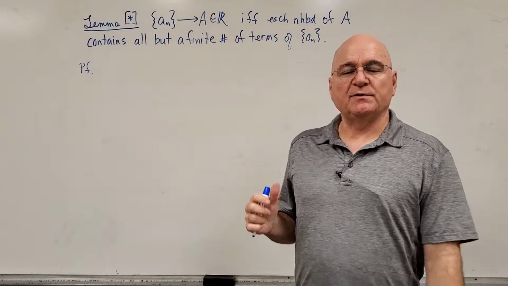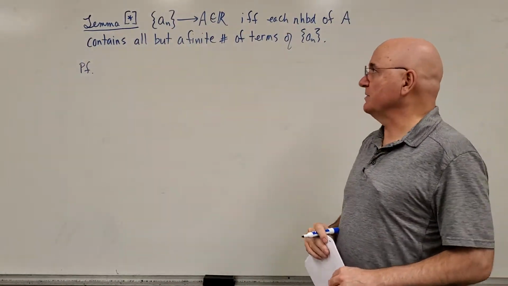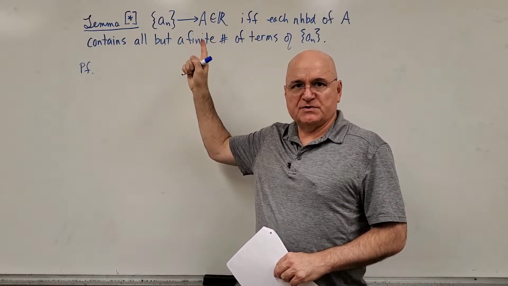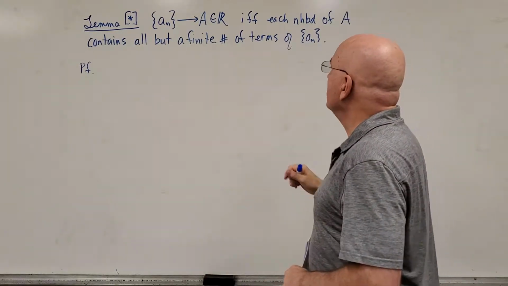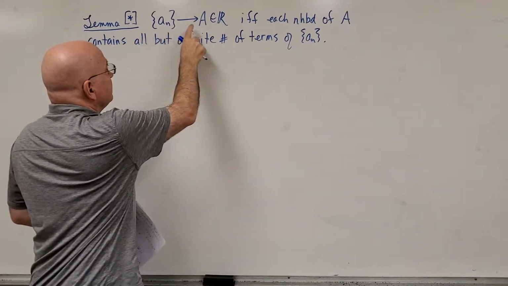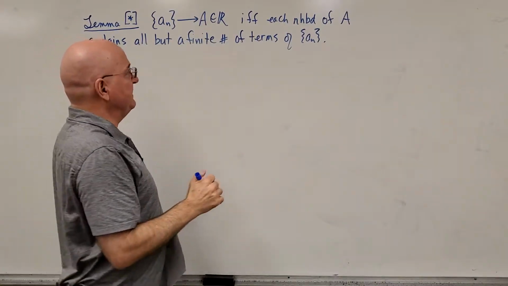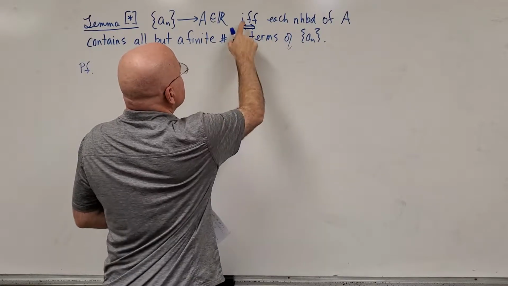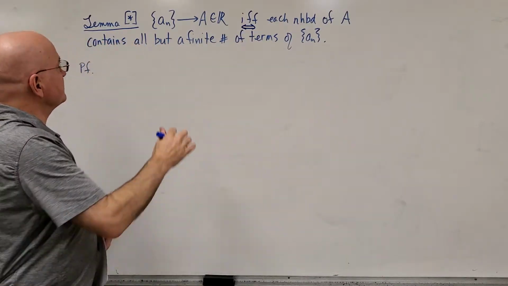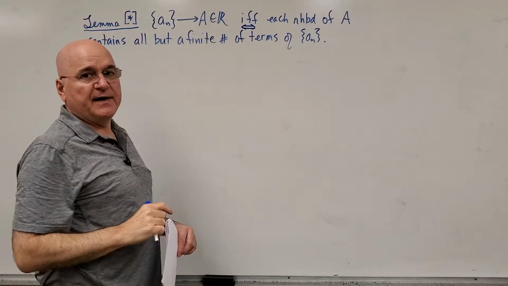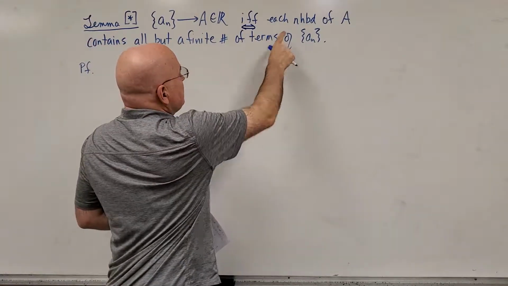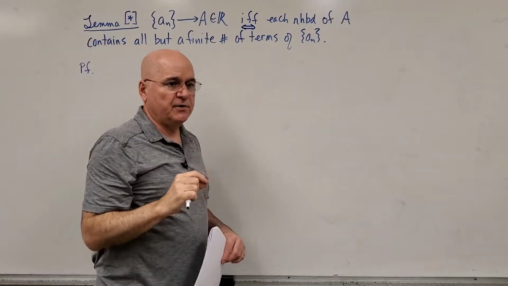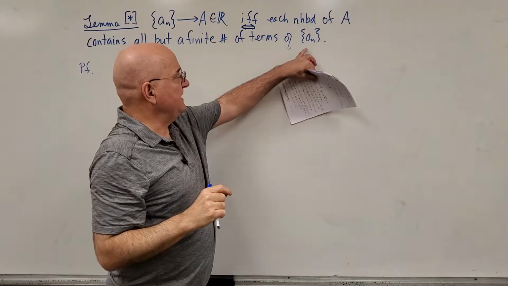Next, we're going to look at a lemma that we'll need to prove a theorem shortly. This lemma says that if the sequence a_n converges to the real number a, it does converge to the real number a if and only if, and before I continue, I'm going to remind us what that means. That's a two-directional proof. So let me start over. a_n converges to the real number a if and only if each neighborhood of that limit a contains all but a finite number of terms of the sequence a_n.